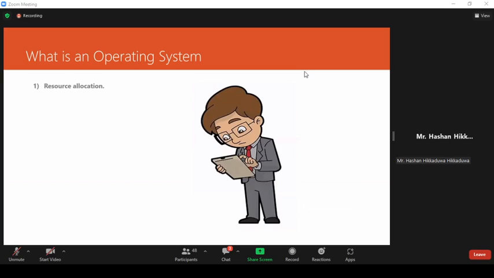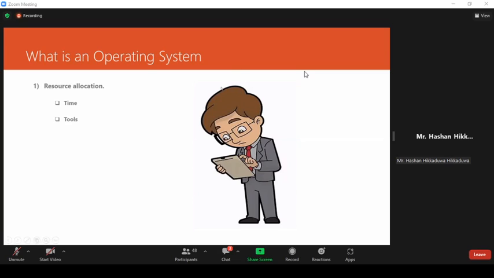When you are taking the operating system, it does several things. One is resource allocation. Operating system does resource allocation. Under that, time and the tools. Time and the tools. Let's take some example.